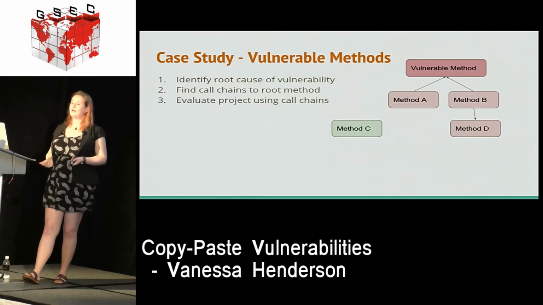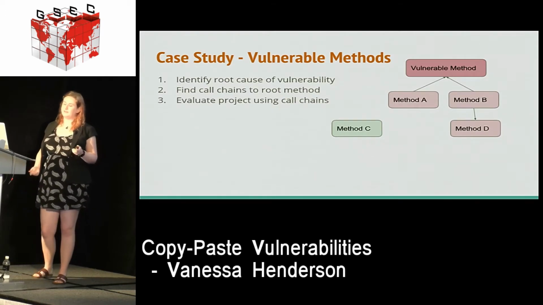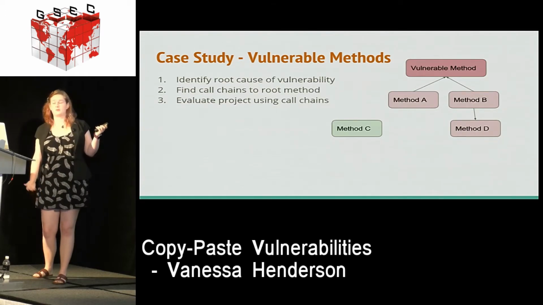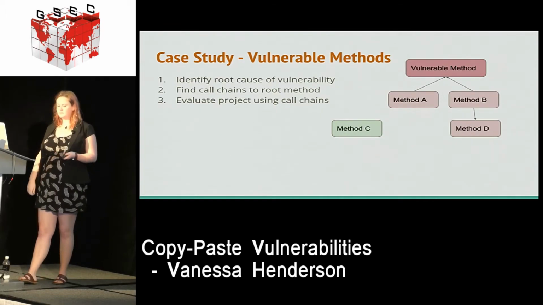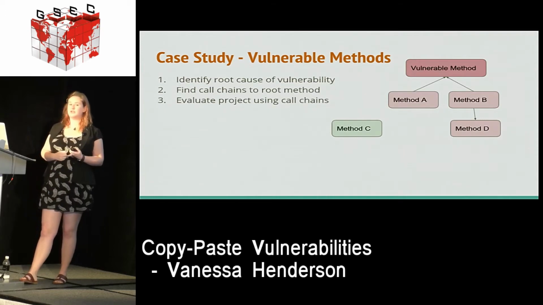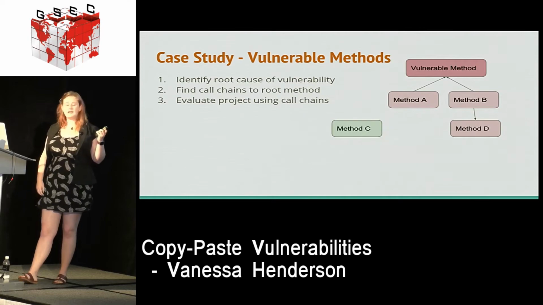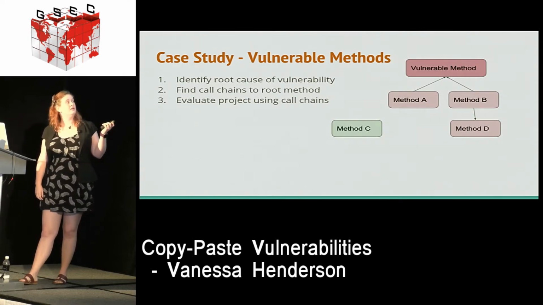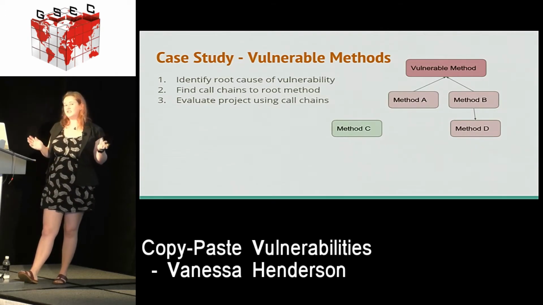So how do you go about identifying a vulnerable method? The first thing we do is identify the root cause of the vulnerability, the vulnerable method. So this is the method which uses the regular expression, or the method which has math.random in it. And then from there, you find all of the call chains which could possibly reach that vulnerable method. For example, in the one on the screen here, you've got A, B, and D, which all can lead back to the vulnerable method. But if you're just using method C, then you're in the clear.